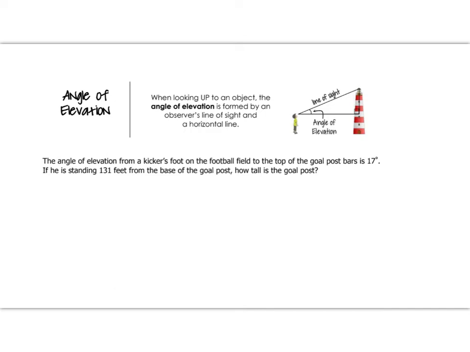We've got an angle of elevation from a kicker's foot on a football. And so we've got a dude. Here's the football player. Let's give him long hair. Blue eyes. Okay, so here's the kicker. And so he's got a football. Here's the football. And it says that from a kicker's foot on the football field to the top of the goal post. So the goal post is right here.